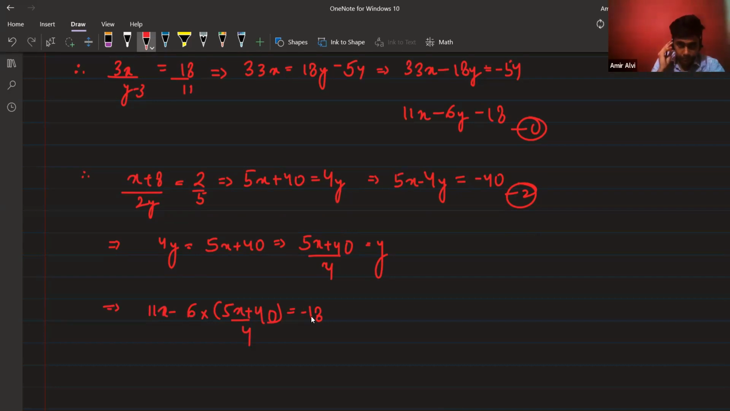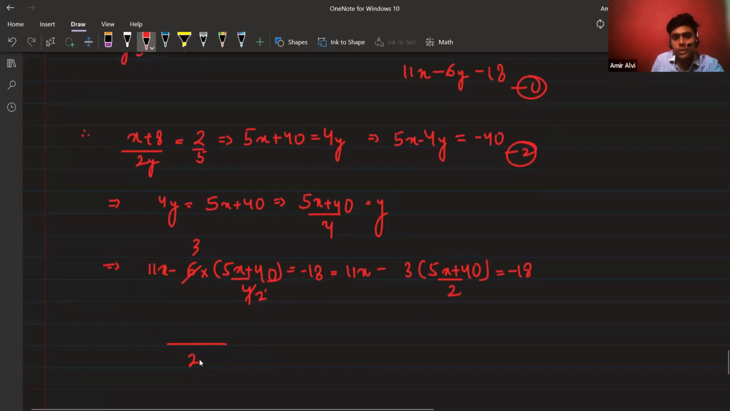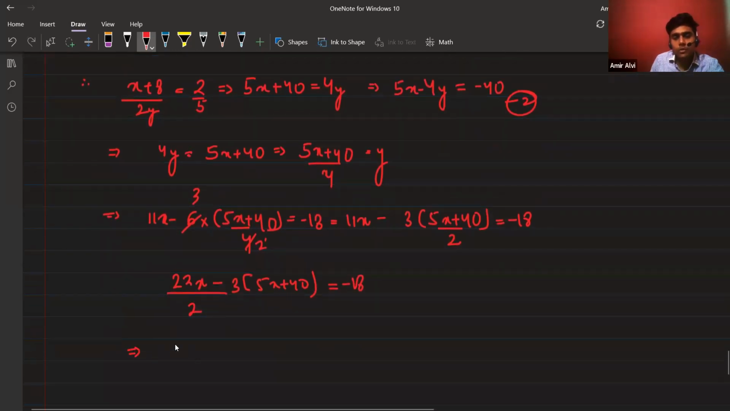Any doubt? No, sir. So this would be 11x by 2 minus 3 by 2, yes, minus of 3 into (5x plus 40) divided by 2 minus 18. So we can take LCM here. So this would be 22x minus 3 into (5x plus 40) is equal to minus of 18. Next thing, so 22x minus 15x minus 120 divided equals to minus of 36.